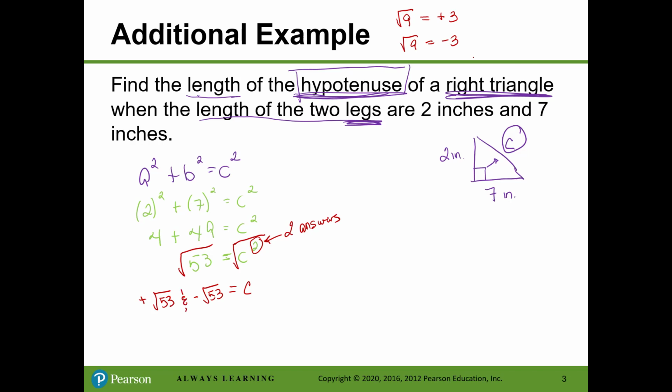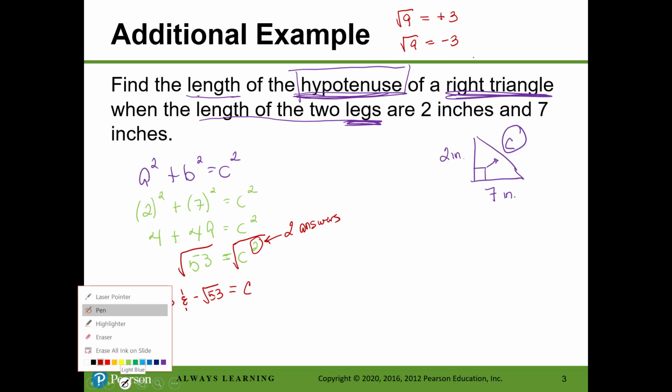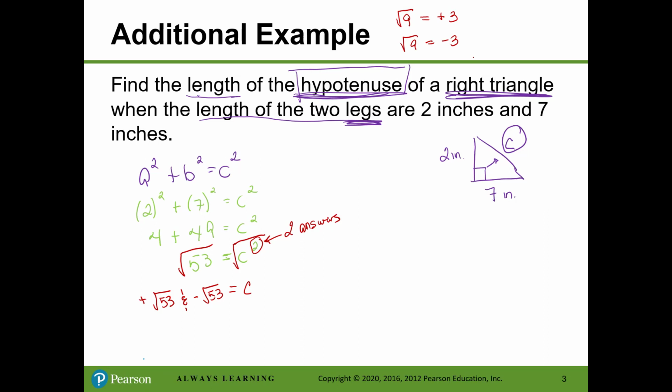And now you've got to figure out which answer is allowed. Are both of them allowed? That's a possibility. Is only one of them allowed? Well, again, they're talking about a length, aren't they? And length is always what kind of number? Agreed. Positive, which means in this case, c is equal to the square root of 53 inches. Notice I didn't put it in a decimal. Why? Because they didn't ask me for a decimal. So that's what they're going to get. So far, so good? Cool. Let me look at another example.